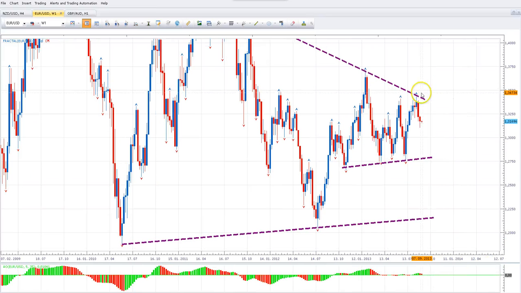Euro dollar is still stuck in the wedge, of course, that we have here, or the range indicated by our purple lines. But we have broken the 132 support. So that means that there is a potential for the euro dollar maybe to fall back to the bottom of this smaller range right in here, like that.